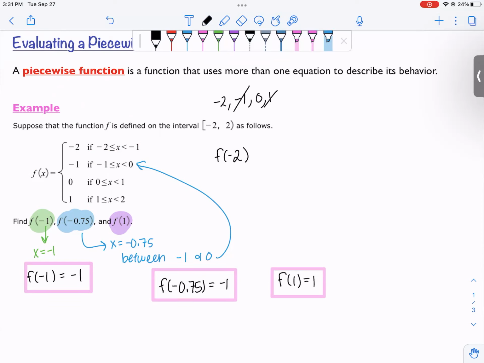-2 really quick. For -2, where is x equal to -2? That would be right here. -2 less than or equal to x. So you would use that first piece, which is just equal to -2. For f of 0, you would use this piece right here because x is equal to 0. So f of 0 would be 0.